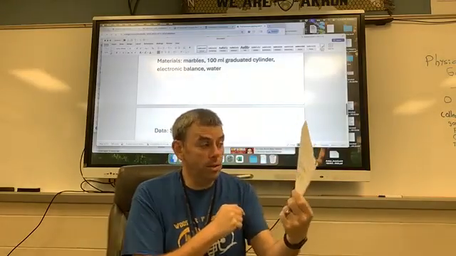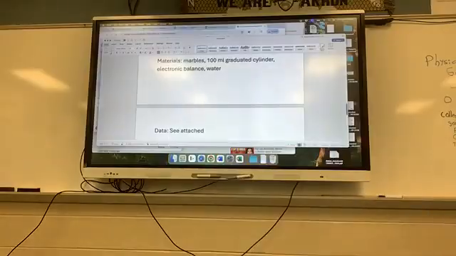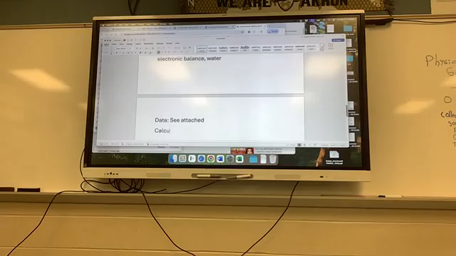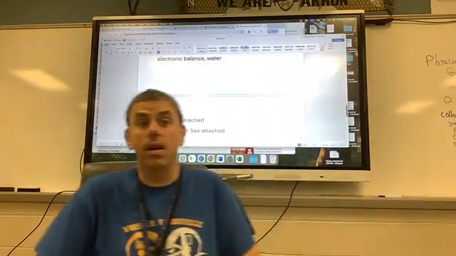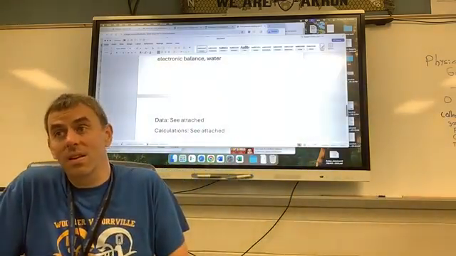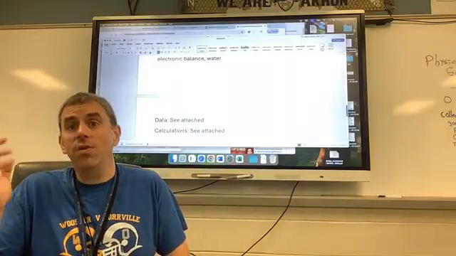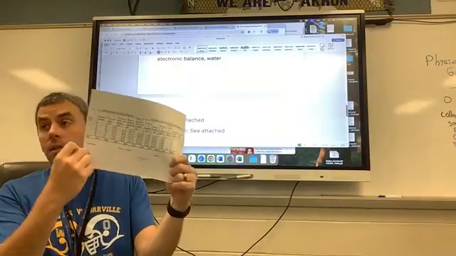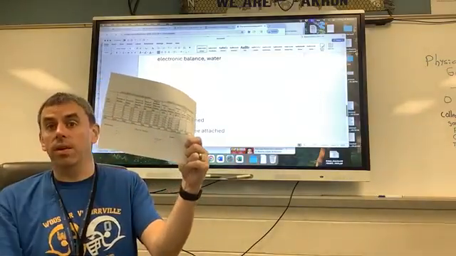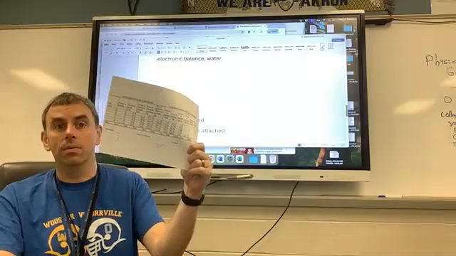For calculations, there's two options. What I prefer, what I would do is I would say calculations, see attached. Here's why. When we're getting into stoichiometry and calculating moles and mass and density, it is not great to type all that stuff out. If you want to type it, go for it. If not, I recommend just doing your calculations underneath your printed data table, okay?